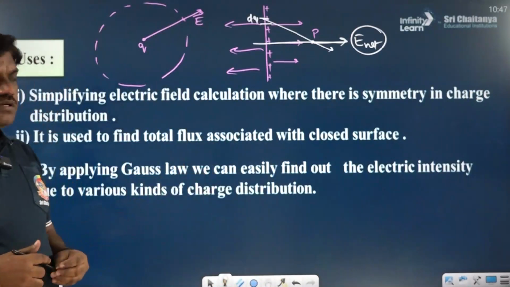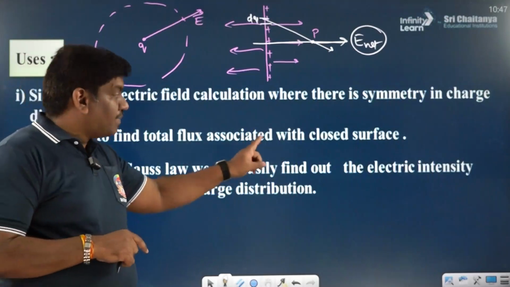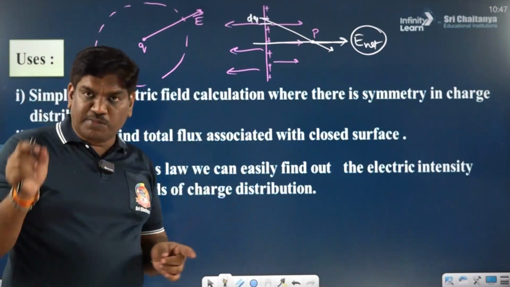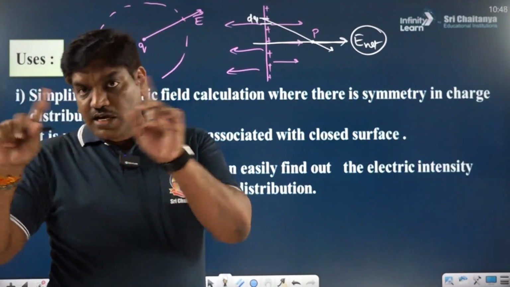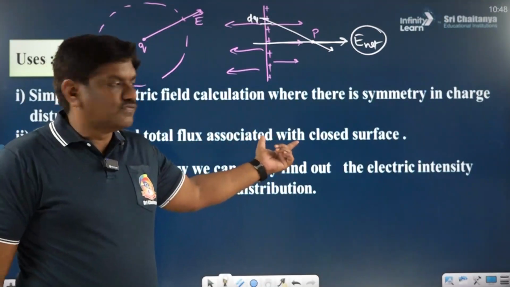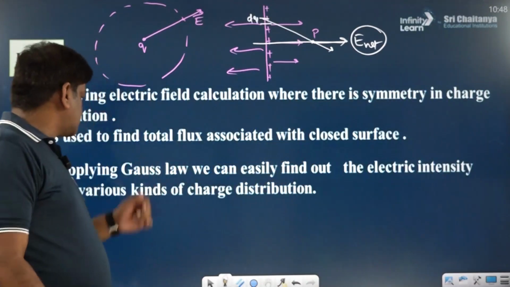Obviously, it is used for calculation of the flux, but for the enclosed surface, because as you know, what is the statement? 1 by epsilon naught times q inside. So Gauss law is valid for an enclosed surface. That's why it is also helpful to calculate the total flux which is coming out or coming in through the enclosed surface. So this is also there.